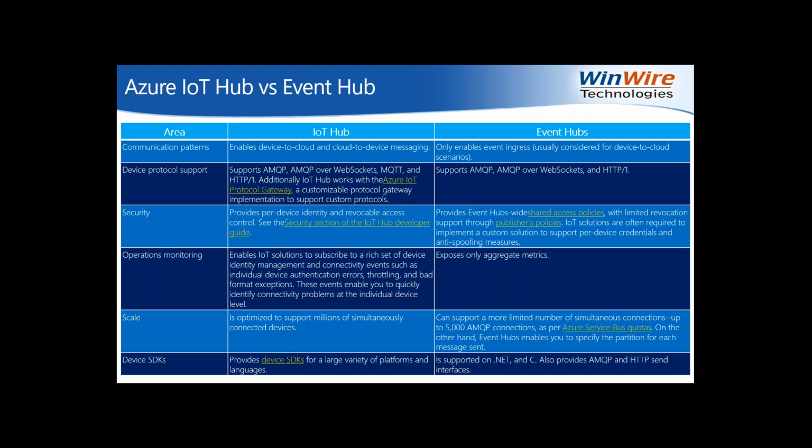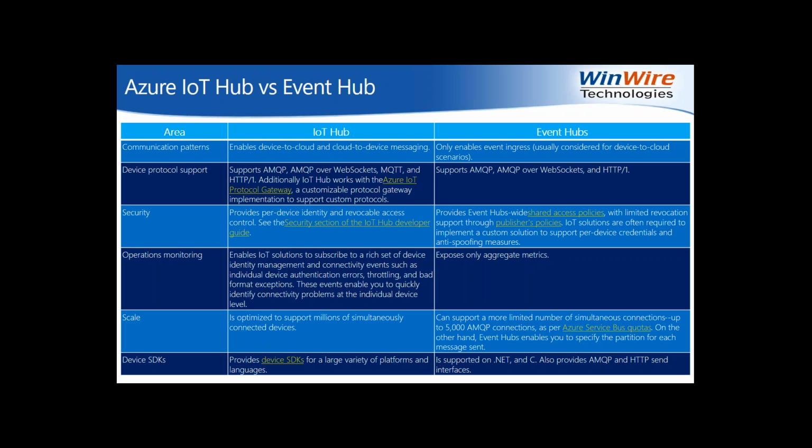Device SDKs, as I said, IoT Hub provides you SDKs for various other languages, not only just .NET, but even for Linux, and has support for other platforms also. But then with Event Hub, it has only support for .NET and C. The SDKs are not available for others. You can write code using REST API and stuff like that. But by default, it's there only for .NET and C.